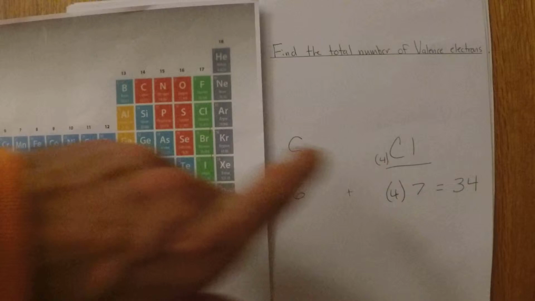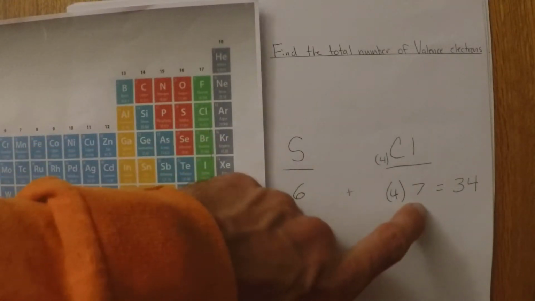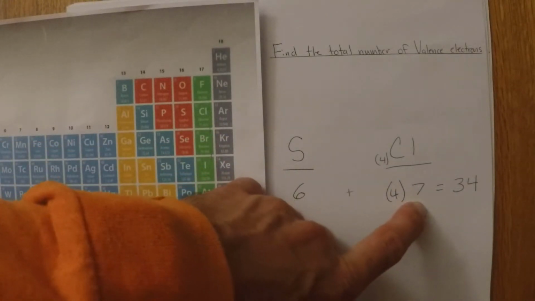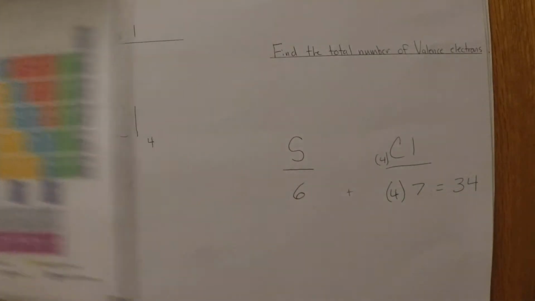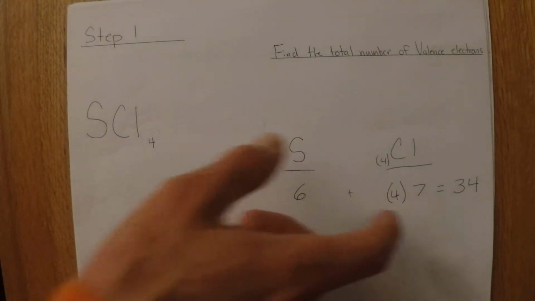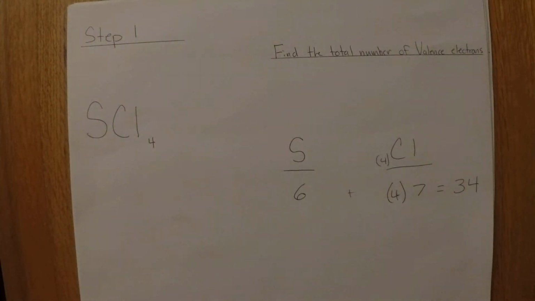Then we look at the chlorine. The chlorine is in group 7. So we know that that has 7 valence electrons. And since there's 4 chlorines, we multiply that by 7, and in total, we add them together, the sulfur and the chlorine, and we get 34 valence electrons.